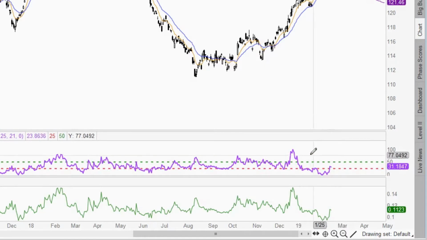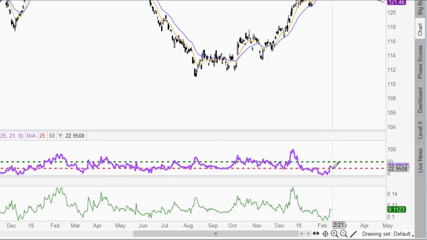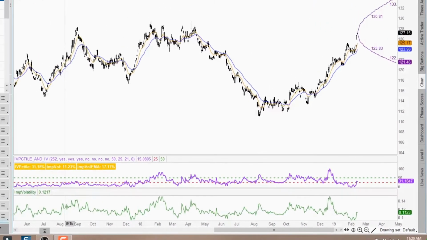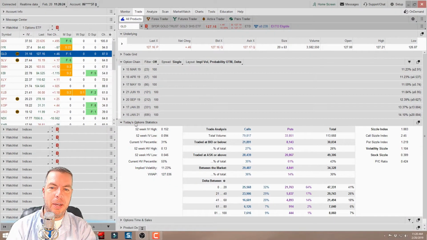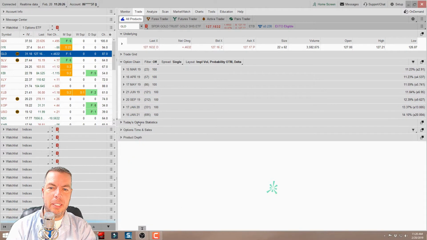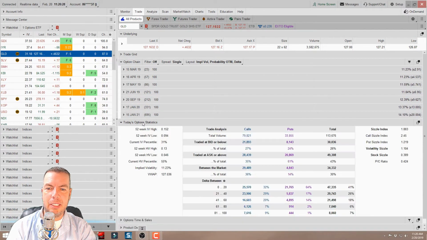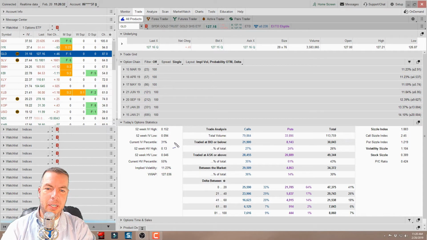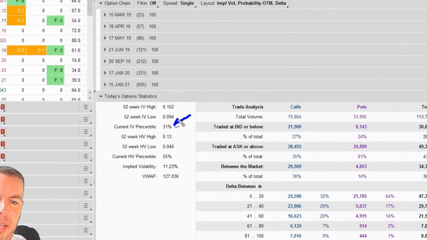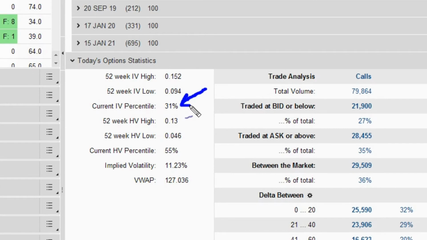And right now we're at 31.2% of where the implied volatility has been in the last 52 weeks. Now, if we're looking right here at this implied volatility, we can go back to our trade tab here. Where I'm getting these numbers is in today's option statistics. If I open that menu right here, you can see again, right here's our current IV percentile, that 31%.